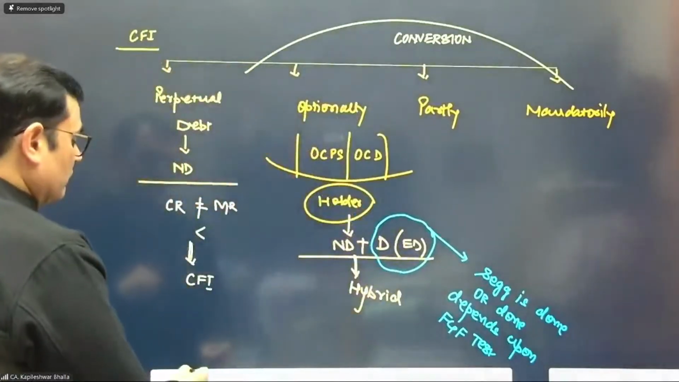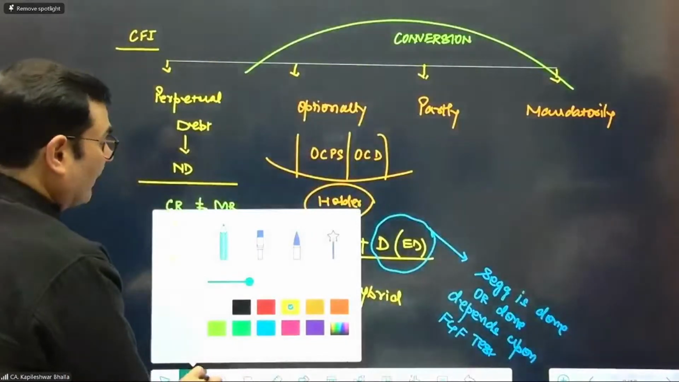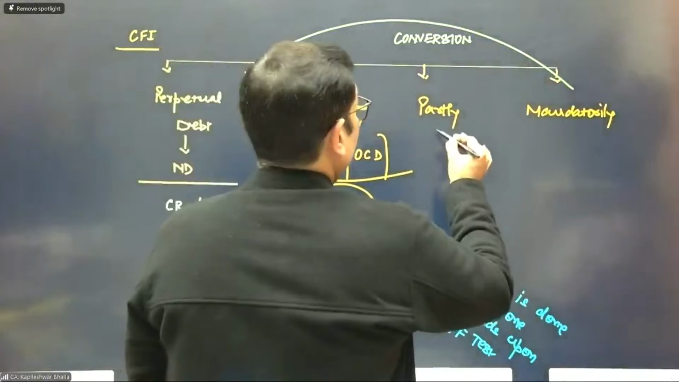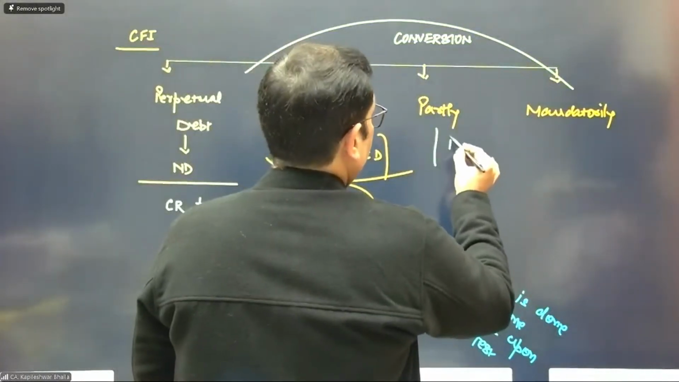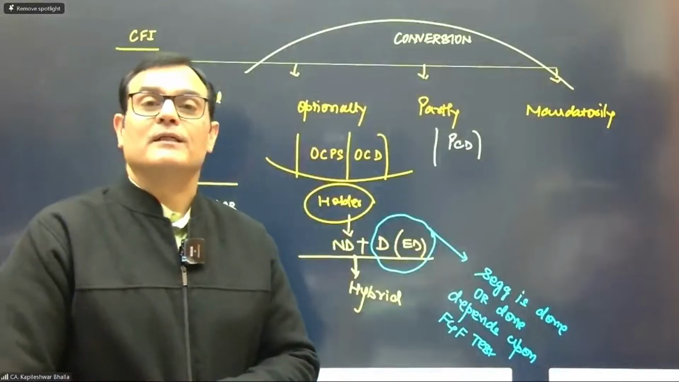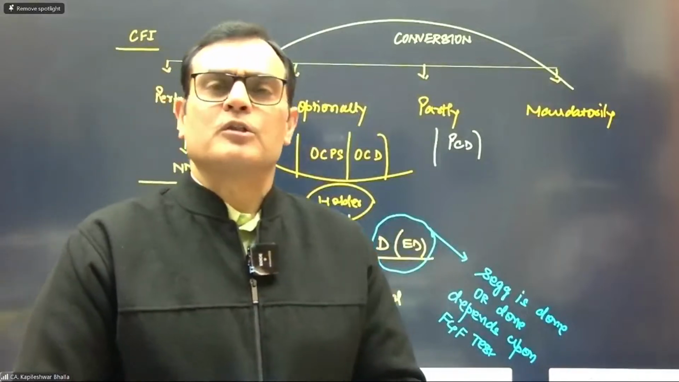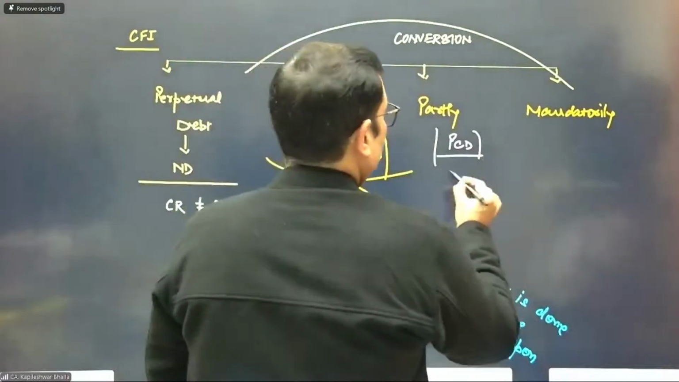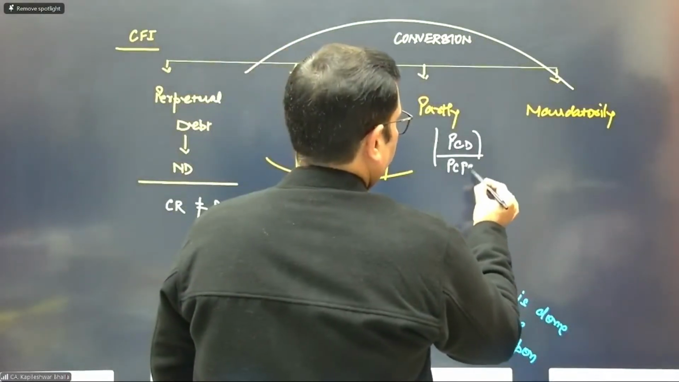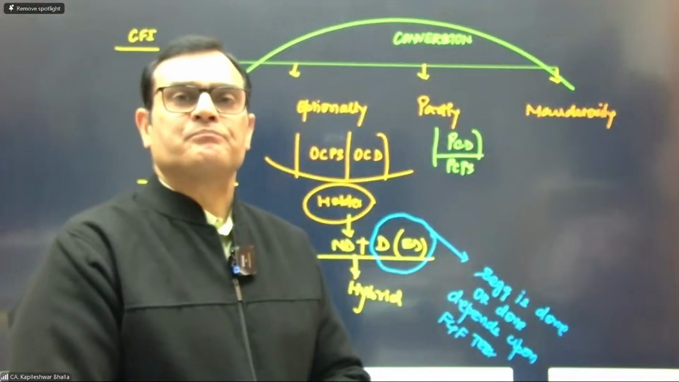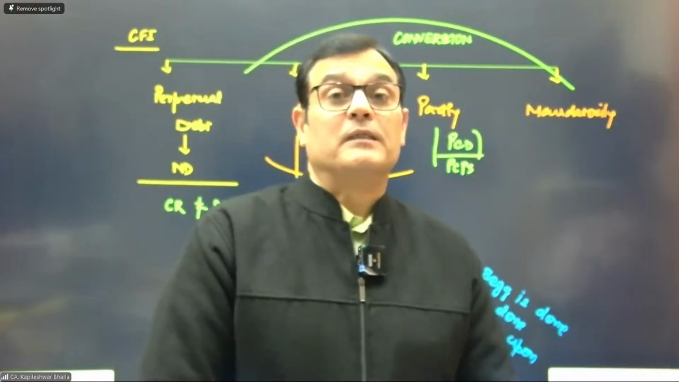Then comes the next one, which is partly convertible debt. When you say partly convertible instruments, it is generally PCD, partially convertible debenture. There could also be partly convertible preference shares as well. But most commonly you see instruments like PCD, that is, partially convertible debentures.